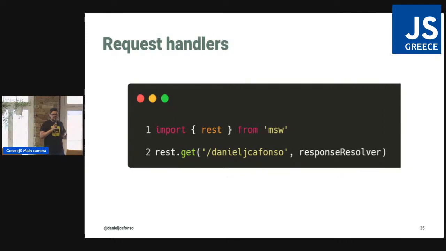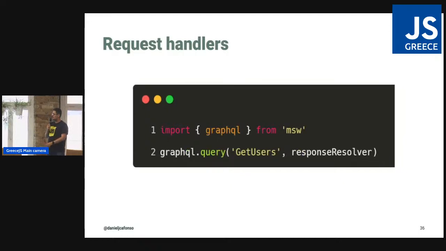Request handlers are the things which allow you to specify the contract for the data that you need. So, it works for REST and it works for GraphQL. In this scenario that you're seeing here, we are creating some request handlers that are going to be responsible for: whenever there's a GET request for Daniel JC phones, it's going to return our response resolver, which is the second thing that we're going to see after. But just so you know, it also works with GraphQL, so whenever there's a query, in this scenario the GET users query, you can also have a response resolver to return the data that you need.